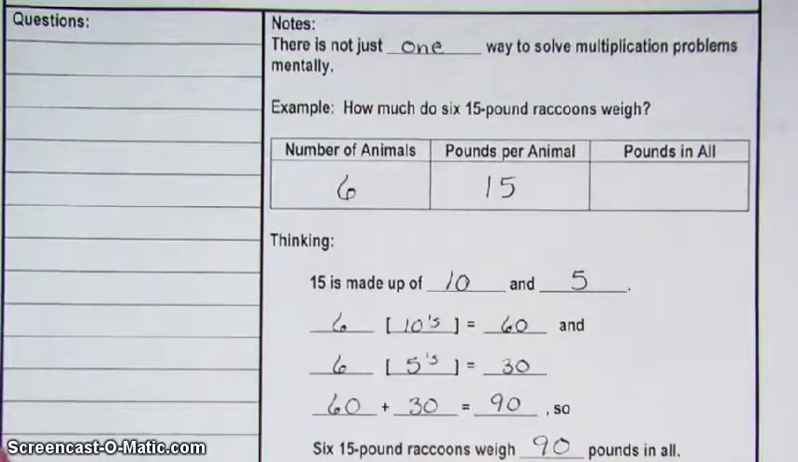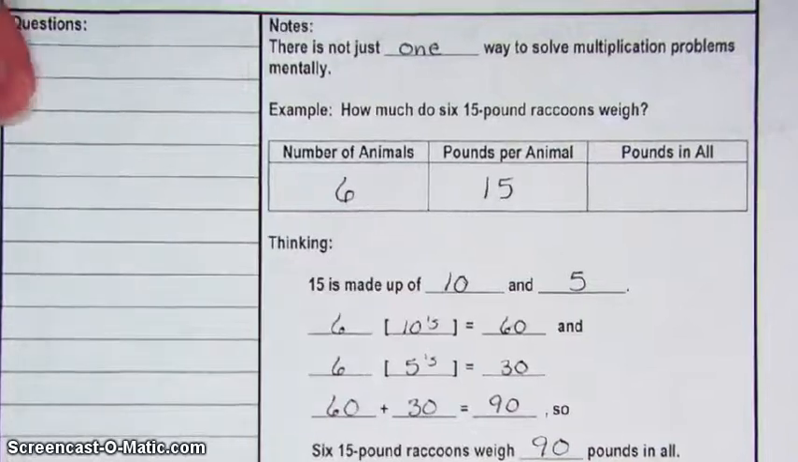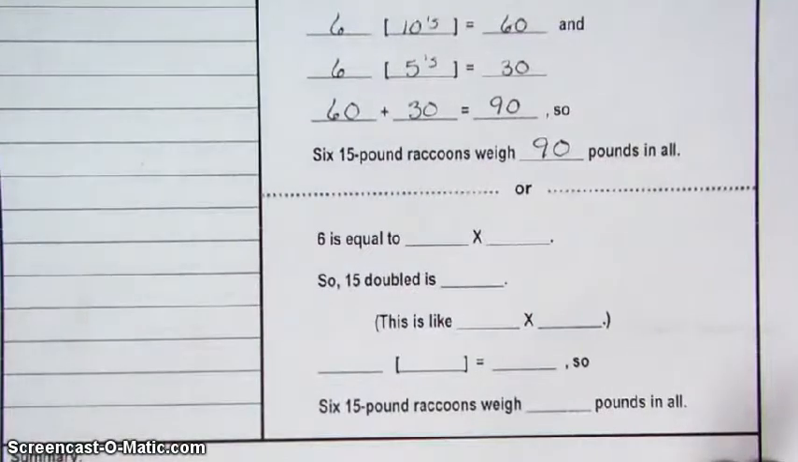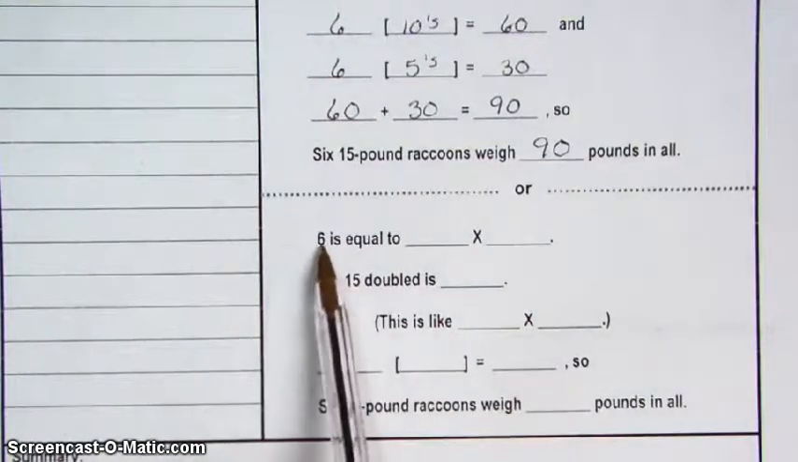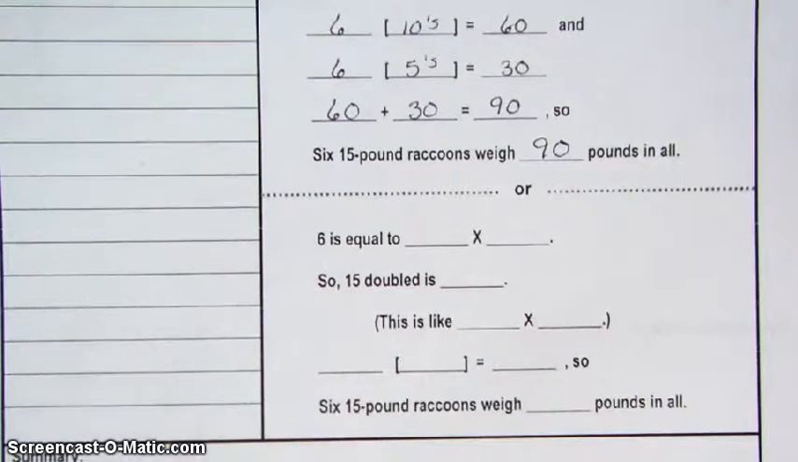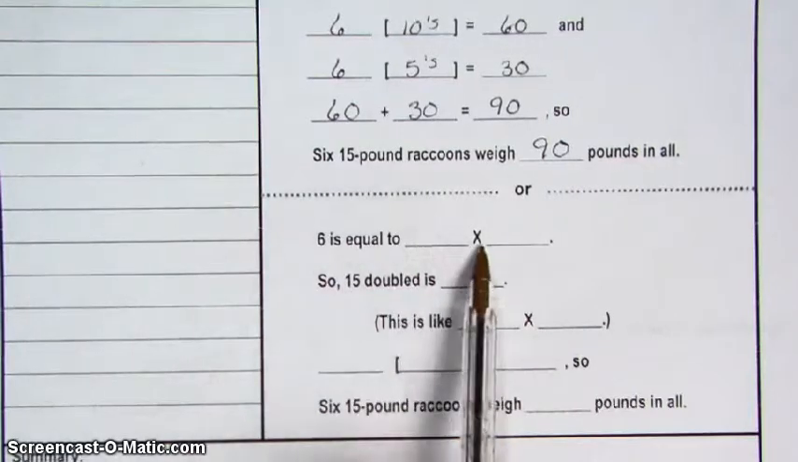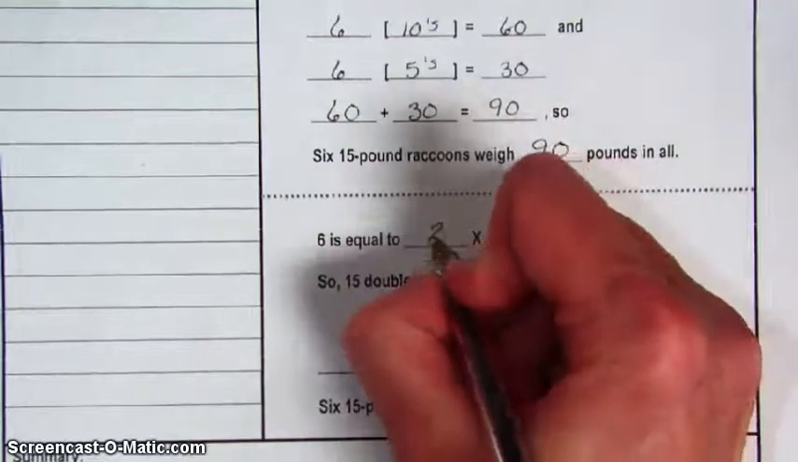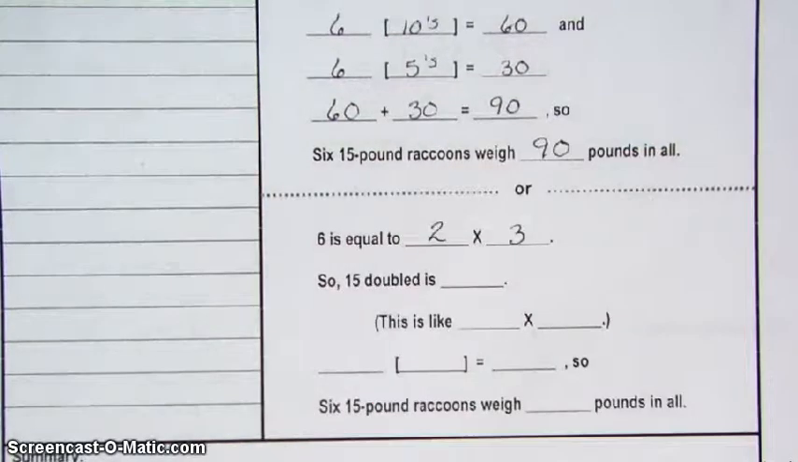This is not the only way we can solve this problem, however. As we continue down the page, you will see another example of how we can solve this problem. When we're looking at this number, we're doing our sixes this time. We're going to take our 6, we're going to divide it into two different numbers. Only this time we're going to look at the multiplication fact. We know that 6 is equal to 2 times 3.